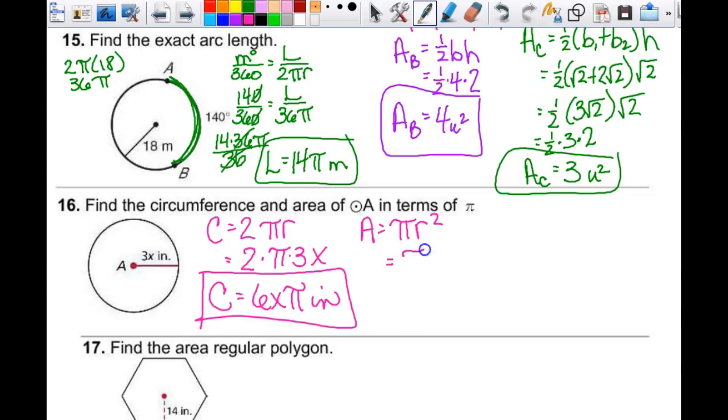Area is going to be pi times 3x squared. I got to square the whole thing. So this is going to give me the area of the circle is 9x squared pi inches squared.